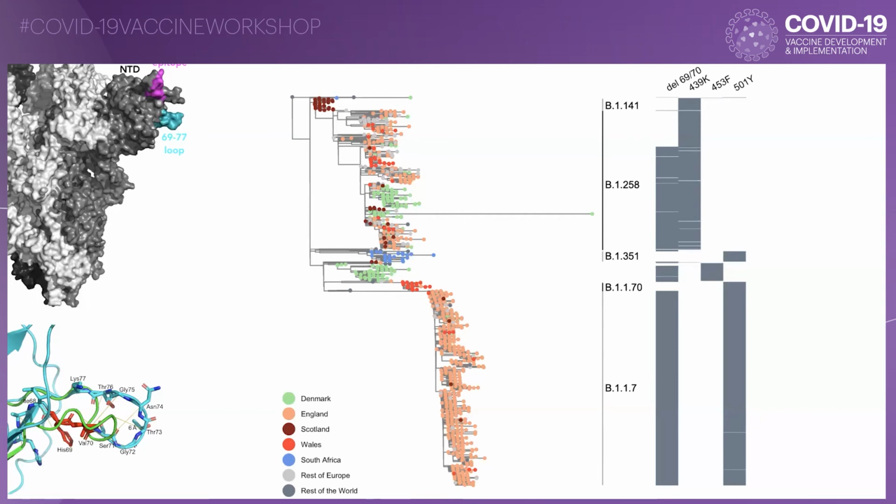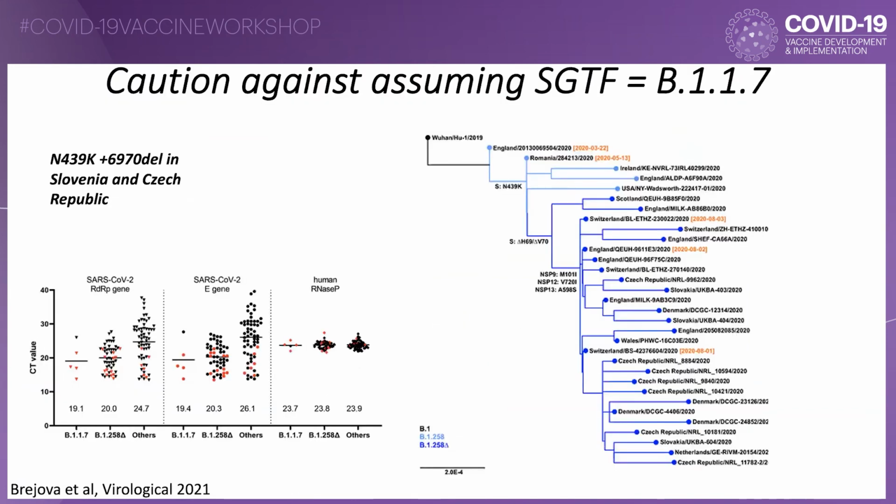And then you can see further down that they have acquired a 69/70 deletion later on, and that now is dominating the 439 lineage. So this is just showing you that 69/70 deletions have come up independently and in combination with other receptor binding domain mutations such as 439, 453, and 501. So this is an important deletion to consider.